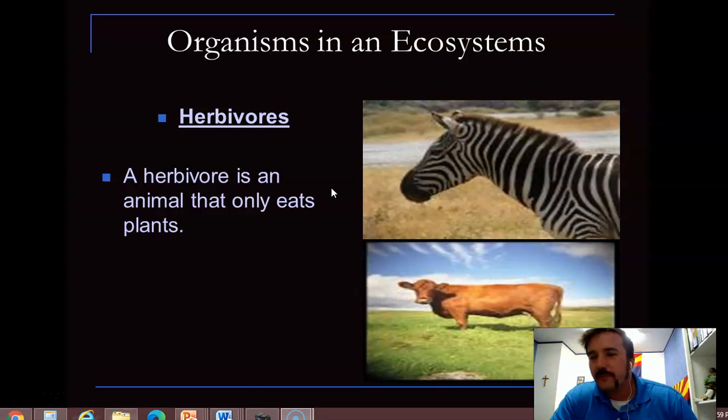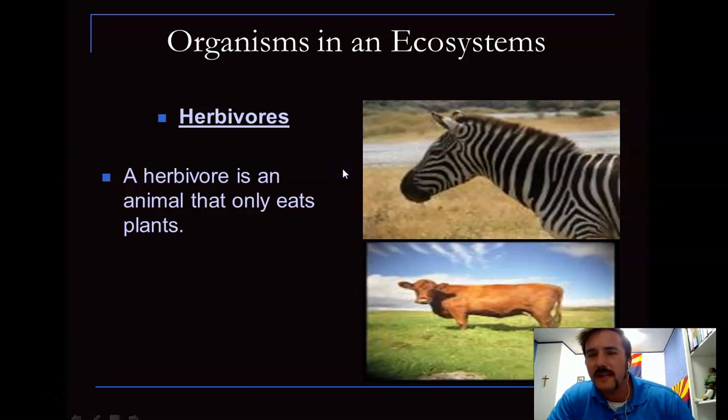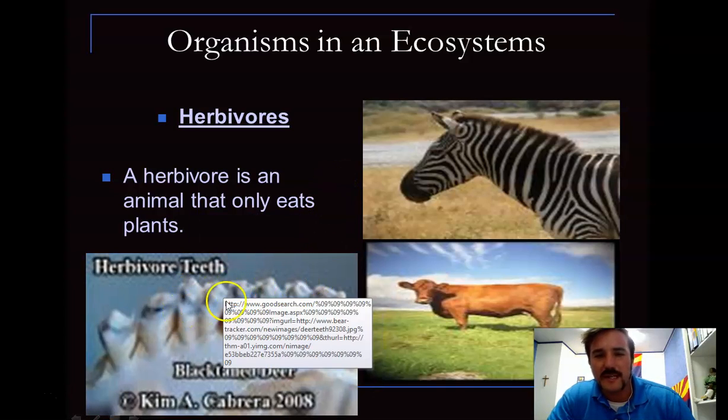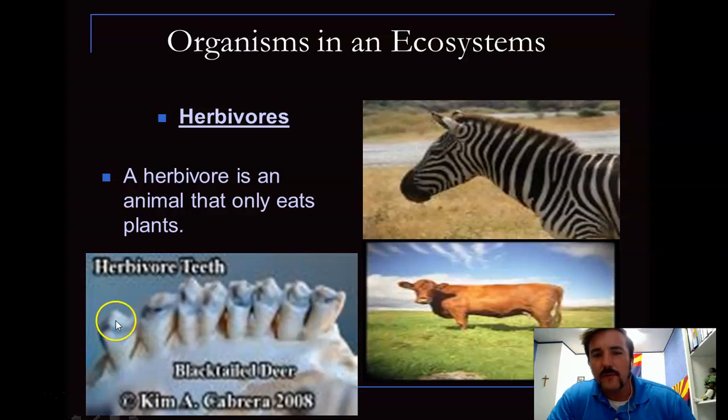Now, you have the definition. You have two types of animals that are herbivores. You can probably think of more, horses and things like that, right? But why am I focusing on the teeth? Well, you can tell a lot about what an animal eats by the teeth. And this is an example of an herbivore's teeth. Now, for the most part, please notice this is from a black-tailed deer, that they're very flat. They're very flat teeth.